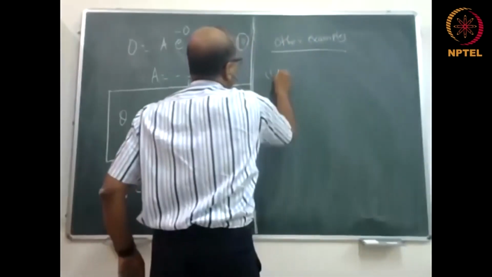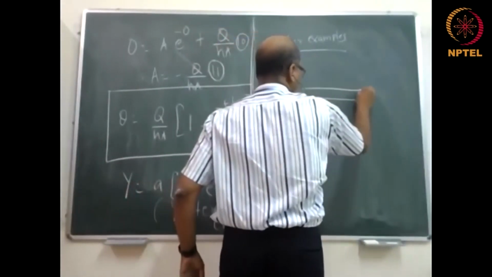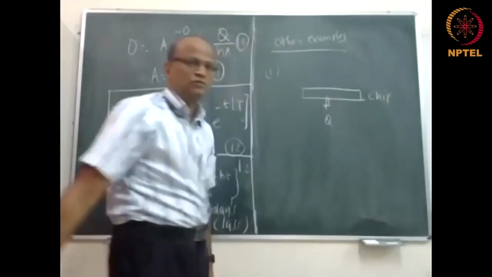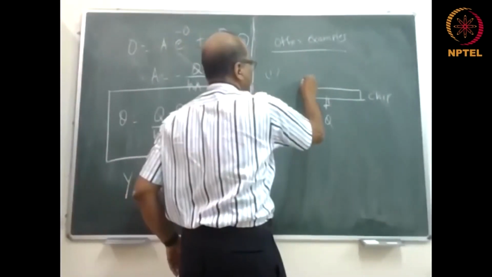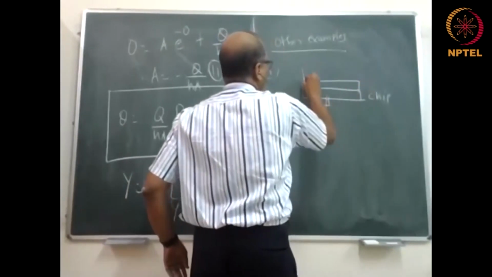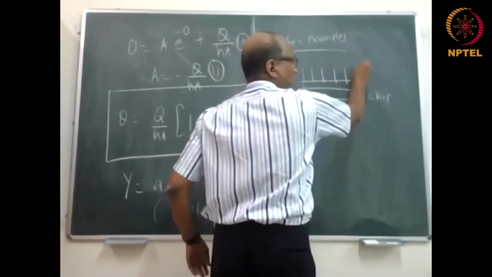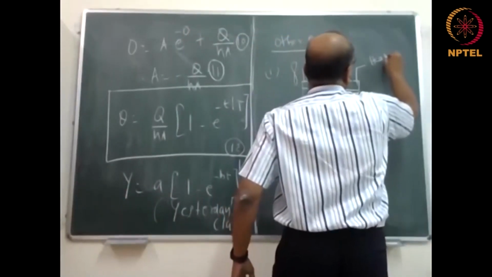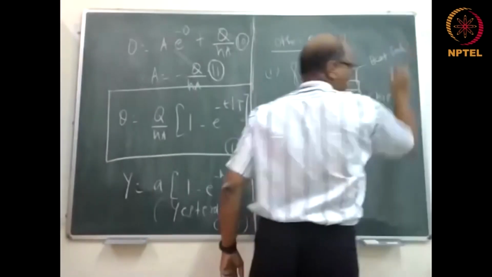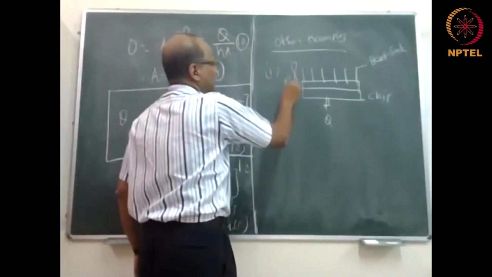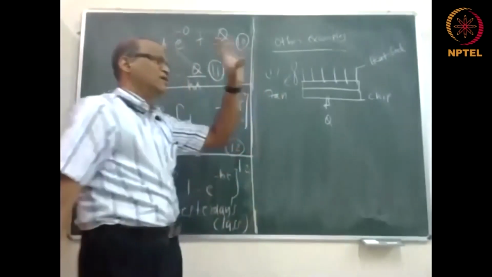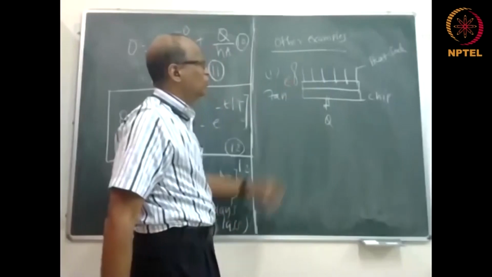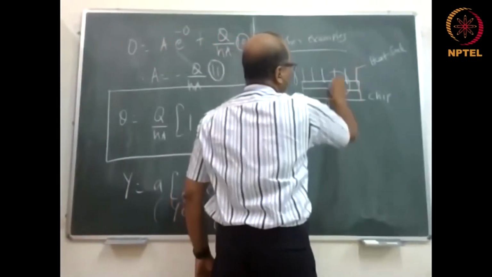Let's say there is a chip. The chip is generating heat at the rate of Q. You want to cool the chip, so you put a heat sink like this. So this is the heat sink, and this is the fan. Thank you, Chinna. So you want to cool this, and you can consider the whole thing to be at one temperature.